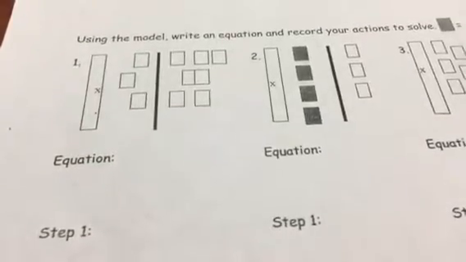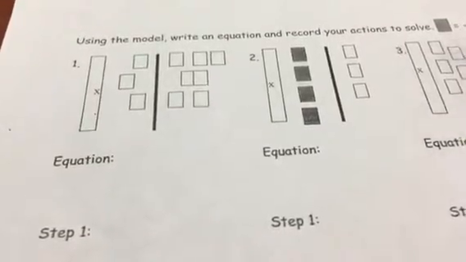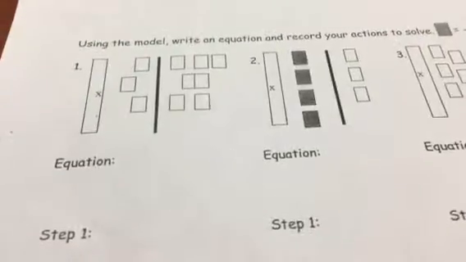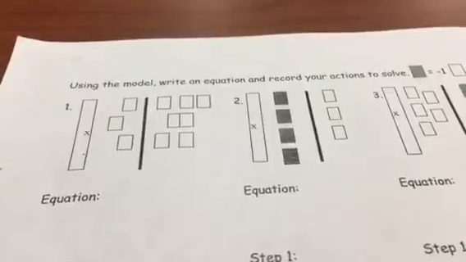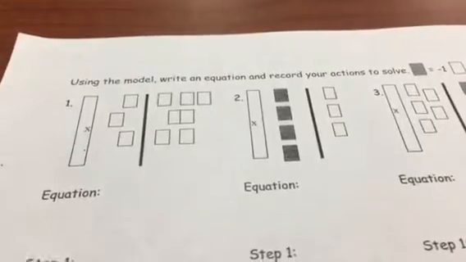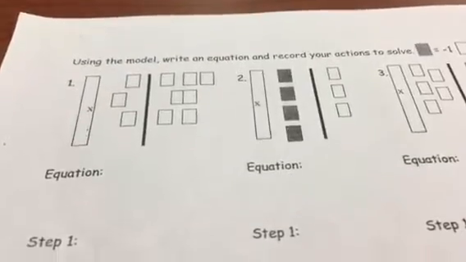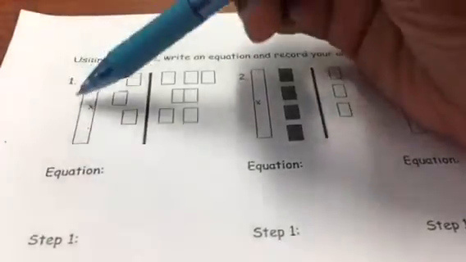Okay, so today we are going to model and write equations and record your actions. If you read the top, the blank square represents +1, the shaded square represents -1. So let's look at this first one.